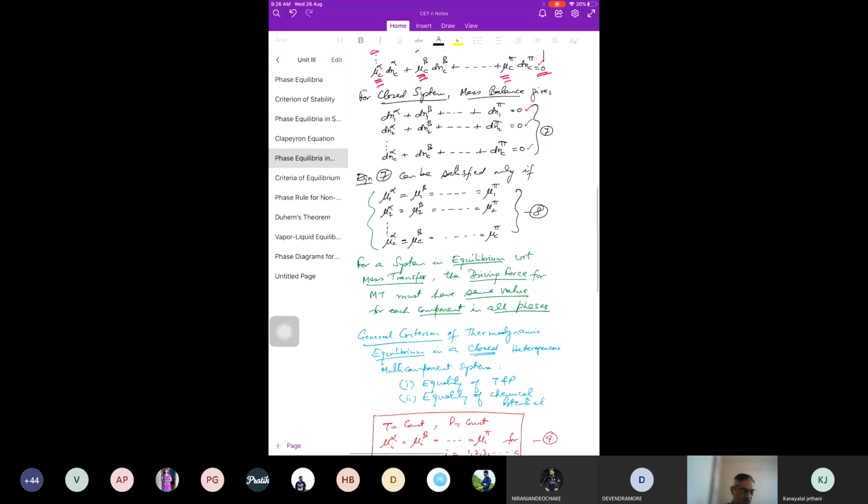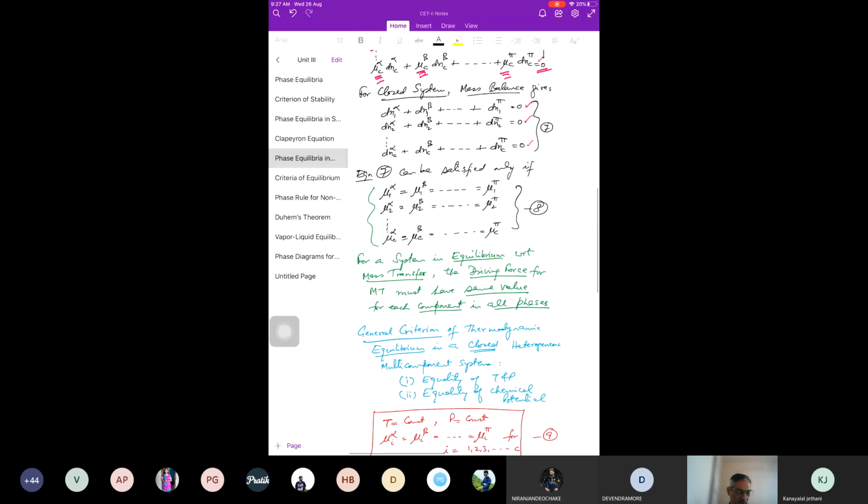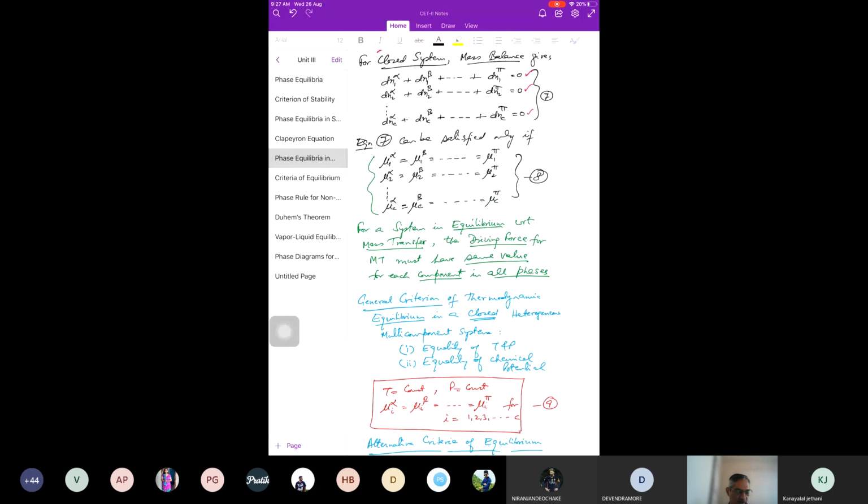Okay, if there are no questions, what we can say is, for a system in equilibrium with respect to mass transfer, we are considering only mass transfer, no reactions so far, the driving force of mass transfer must have same value for each component in all phases. Or we are seeing chemical potential is the driving force for mass transfer. So criteria of thermodynamic equilibrium in a closed heterogeneous multi-component system is the temperature and pressure have to be equal, and equality of chemical potential.